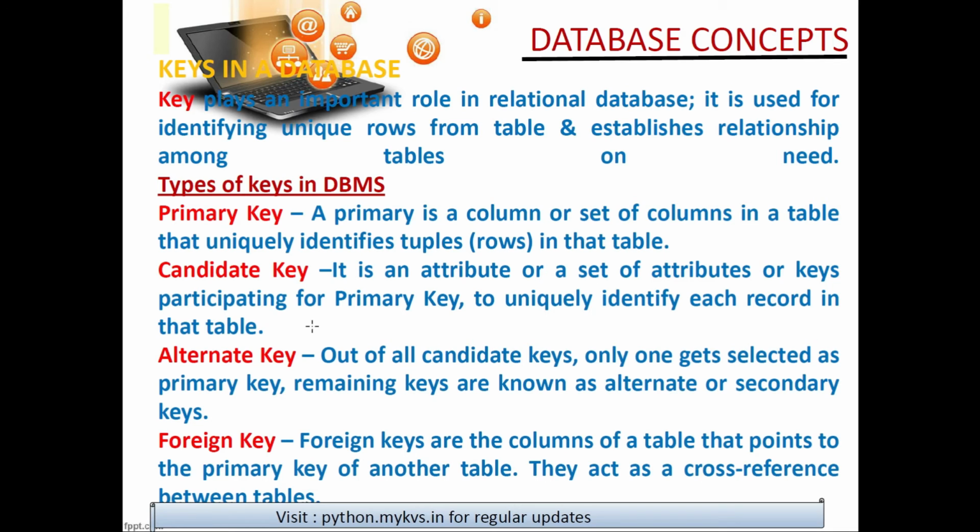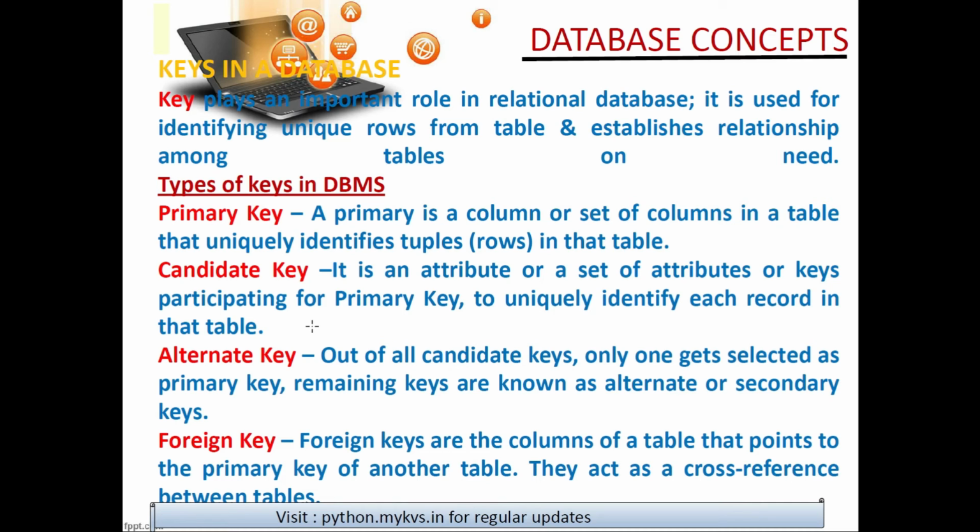Fine. Next comes the alternate key. Out of all the candidate keys, one key will be chosen as the primary key, and the other keys which are not chosen as the primary key are the alternate keys. That's why it is written: out of all candidate keys, only one gets selected as the primary key. The remaining keys which are not selected as the primary key are known as alternate or secondary keys.